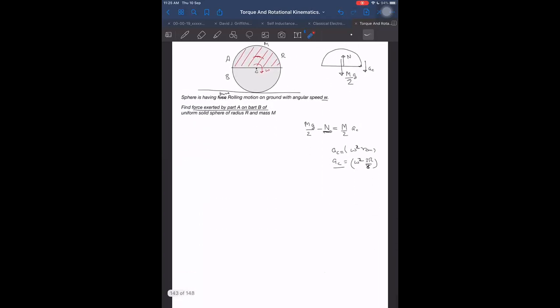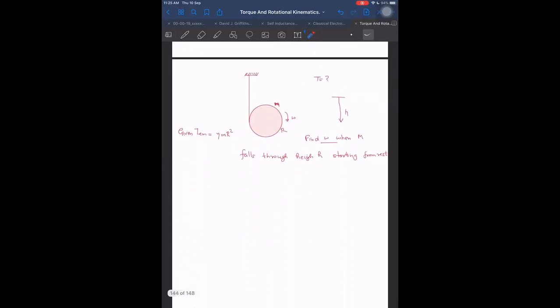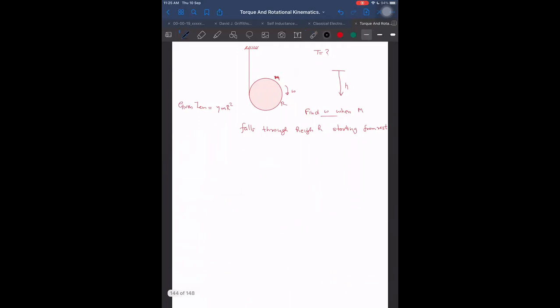Yes, sir. This question we did already yesterday, so no need to discuss. This question was there, falls to height h. I think it is simple only. Let us do it.